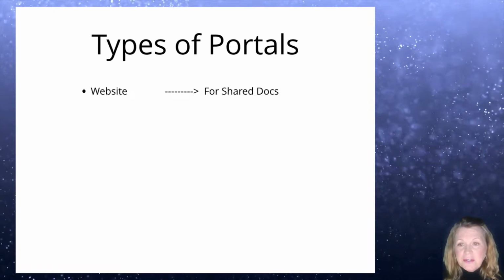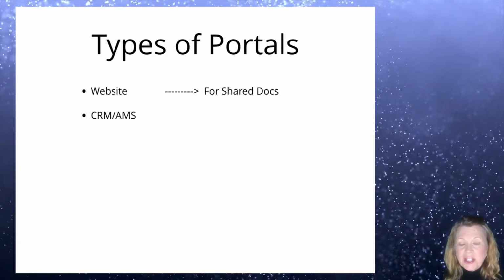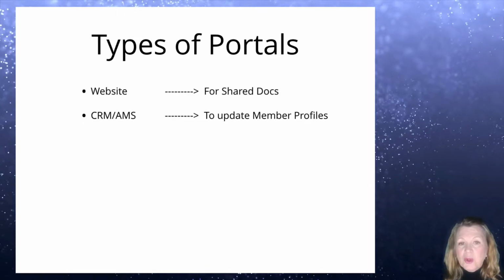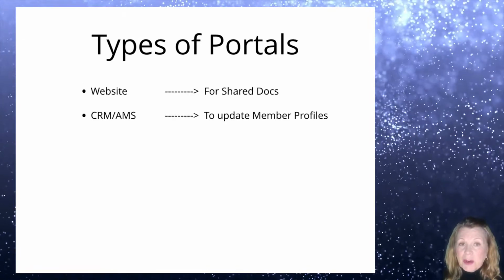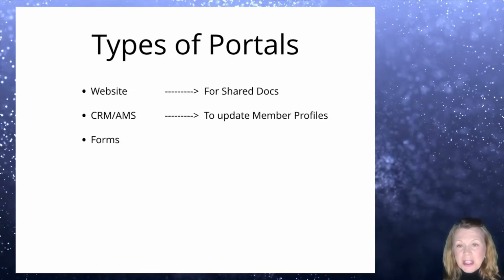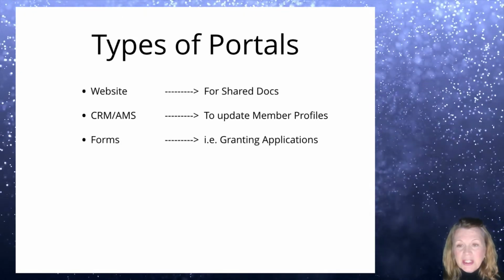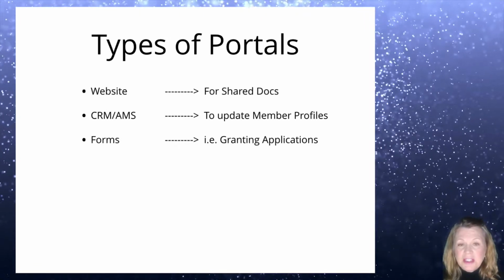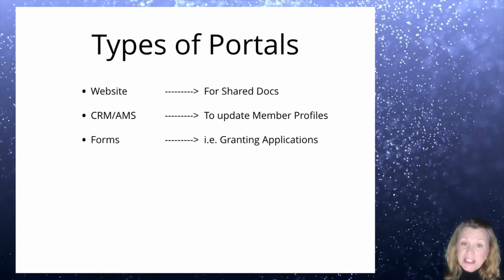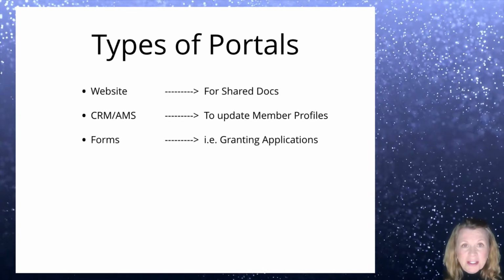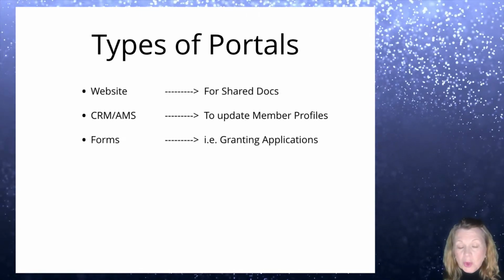You may have a portal attached to your CRM or your association management system, and your members can log in to update member profiles so that your directory is always up to date. For forms, there may be a portal attachment where you can list your forms, and members can log in and complete those forms online, and then they can privately complete something like a granting application or other things.